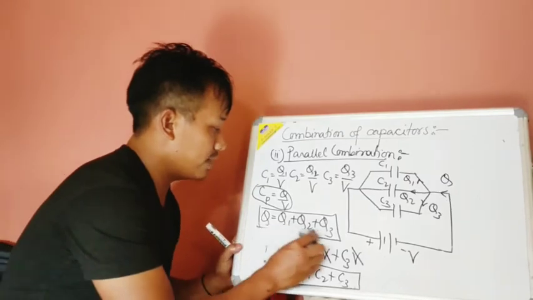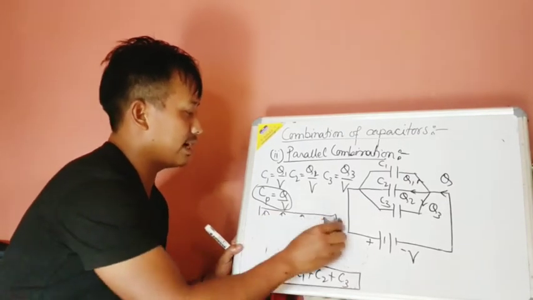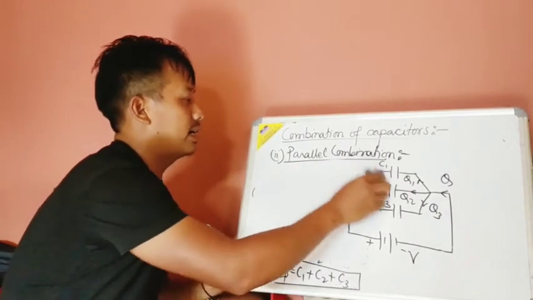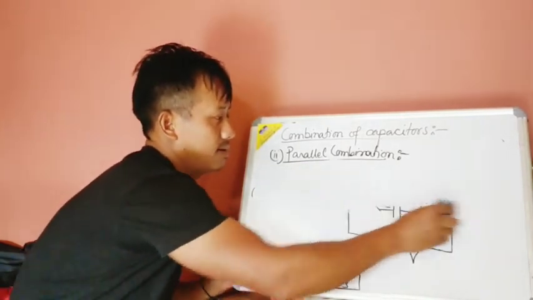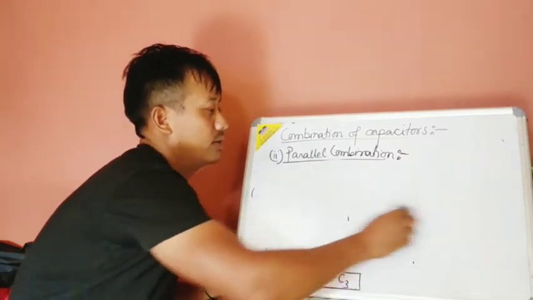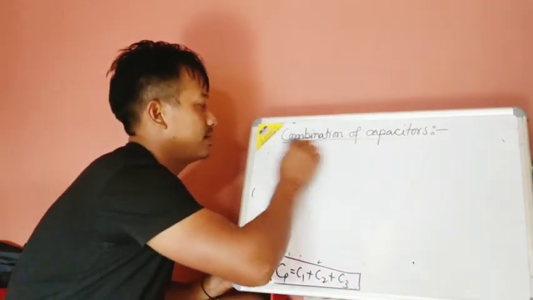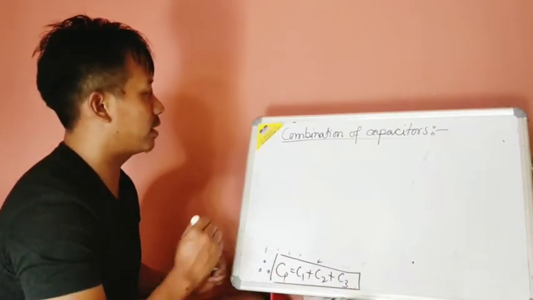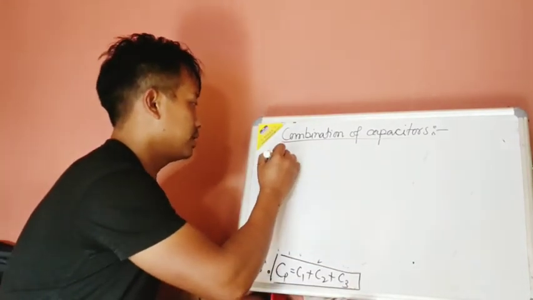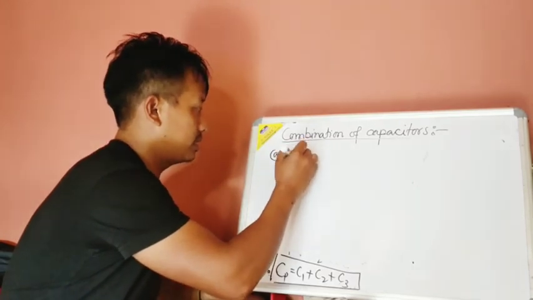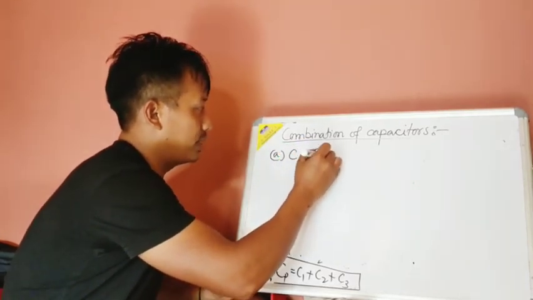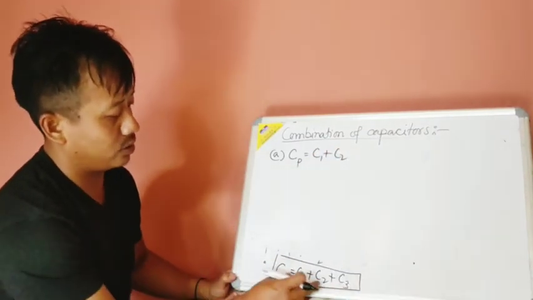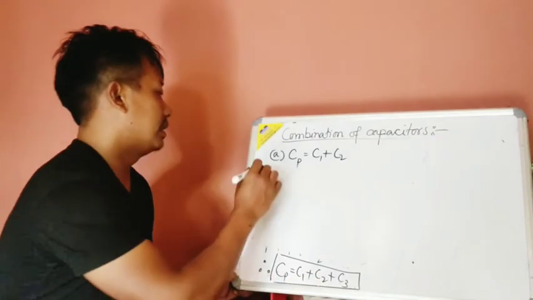In the same way as we have done in the previous derivation, let us take up special conditions. Case number one, when you have only two capacitors, Cp will be how much? You will simply add up C1 and C2. When you have only two capacitors, you will take only up to the second term.